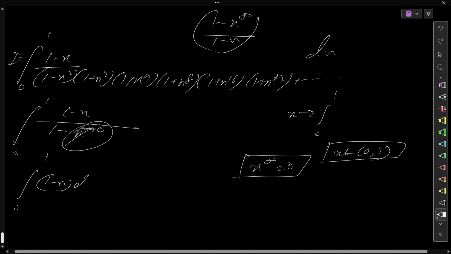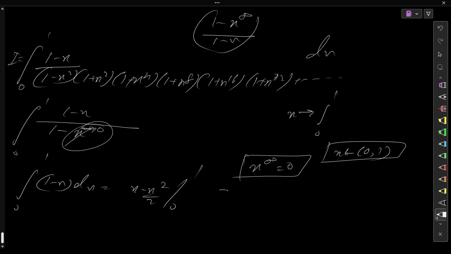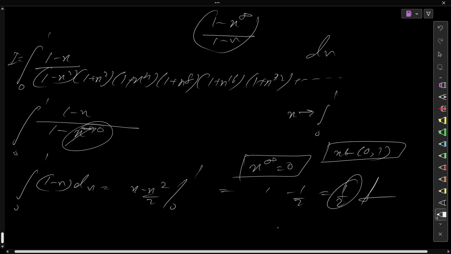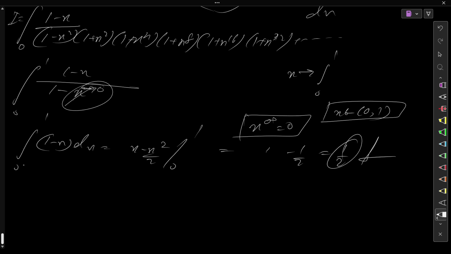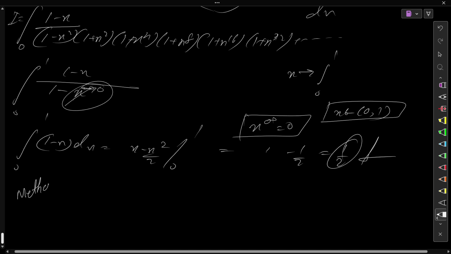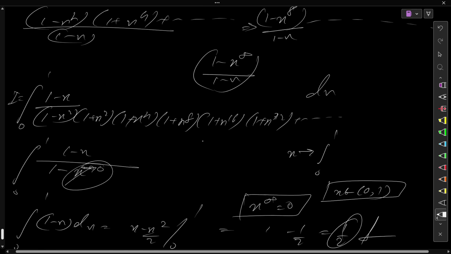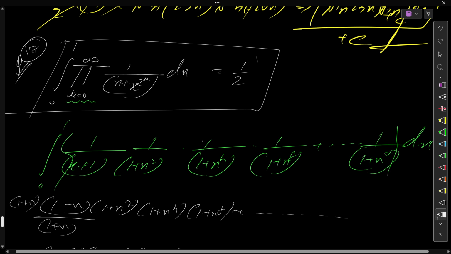So this will be the integral from 0 to 1 of 1 dx, which could be written as x minus x square by 2 from limit 0 to 1, which is 1 minus half, which is half. So the answer is half. You may also do it by the general series, or there's one more method to evaluate it. This was the quickest method, and this was through a small manipulation.